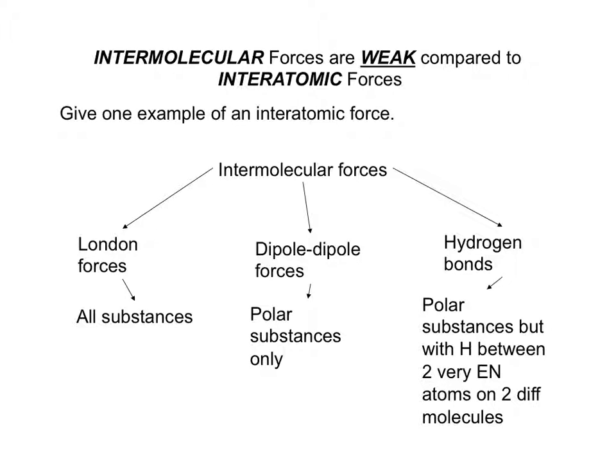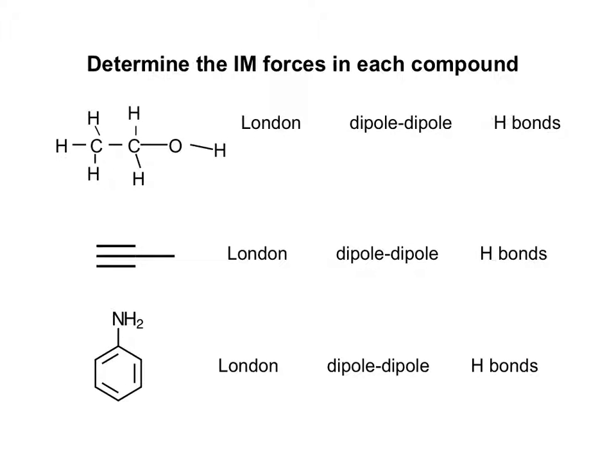There will be a hydrogen between 2 very electronegative atoms on 2 different molecules. The electronegative atoms are fluorine, chlorine, oxygen, and nitrogen. So let's practice. Stop the video, determine the intermolecular forces in each compound. So here are the answers.